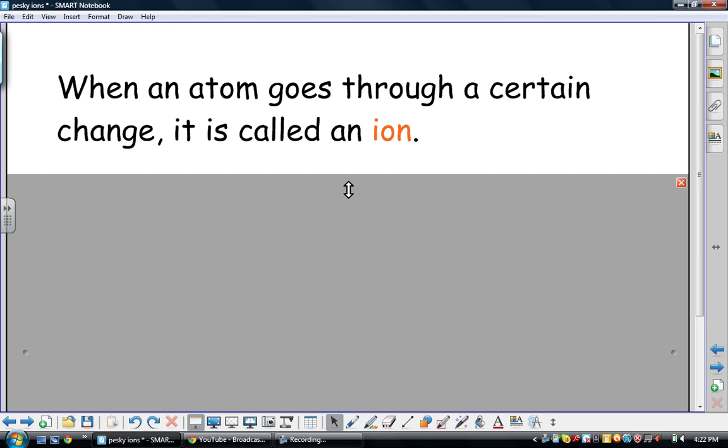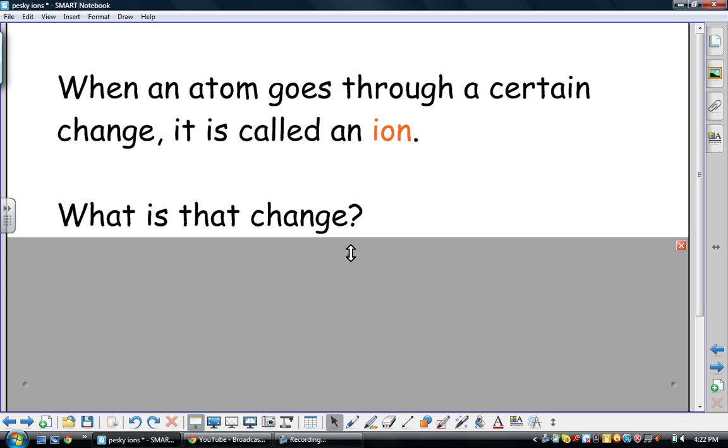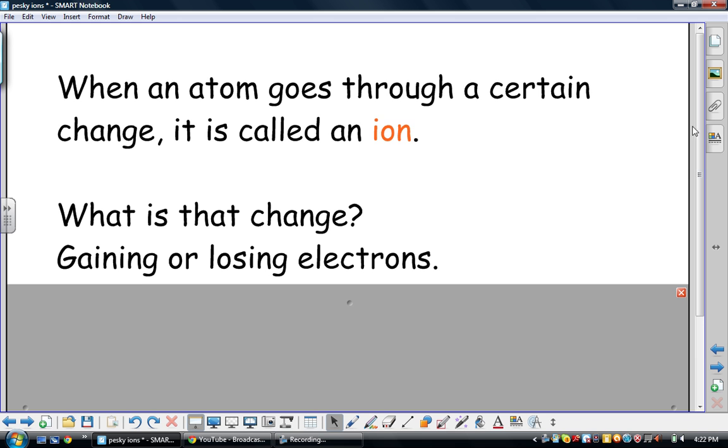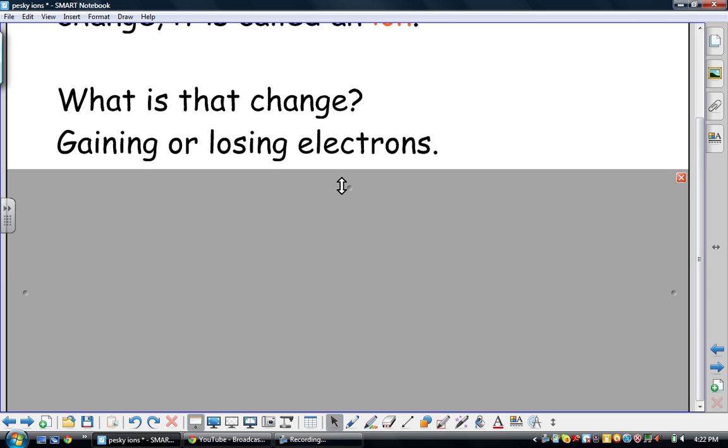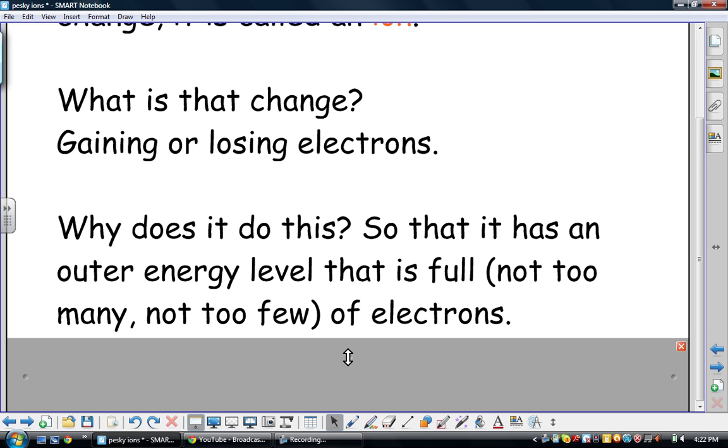When an atom goes through a certain change, we don't call it an atom anymore, now we call it an ion. So what is that change? The atom gains or loses electrons. Why does it do this? So that it has a full outer energy level, which is the most stable state that the atom can be in. Not too many, not too few.